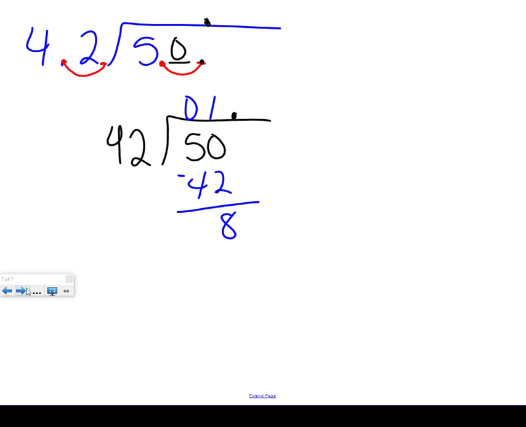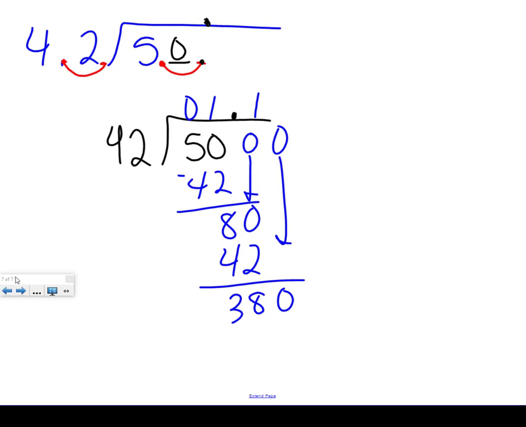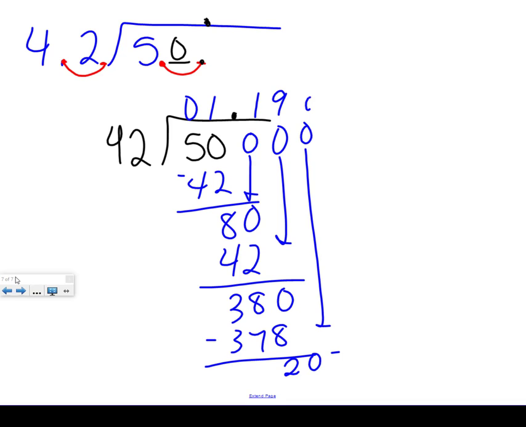I subtract and I get a remainder of 8, so I'm going to add a 0 and bring it down. 42 goes into 80. How many times? 1 time, right? Because if it was 40, it would go 2 times, but it doesn't. So I have 38. I'm going to put another 0 and bring it down. And 42 goes into 389 times. 9 times 42 is 378. I get a remainder of 2. Make a 0, bring it down, and I get 20.